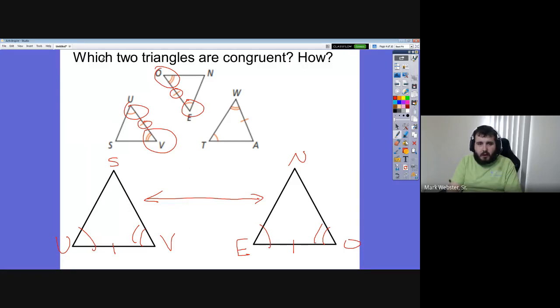So let's address the actual question. Which two triangles are congruent? Triangle SUV is congruent to triangle NEO by angle side angle congruence, right? And again, let's detail our work here.